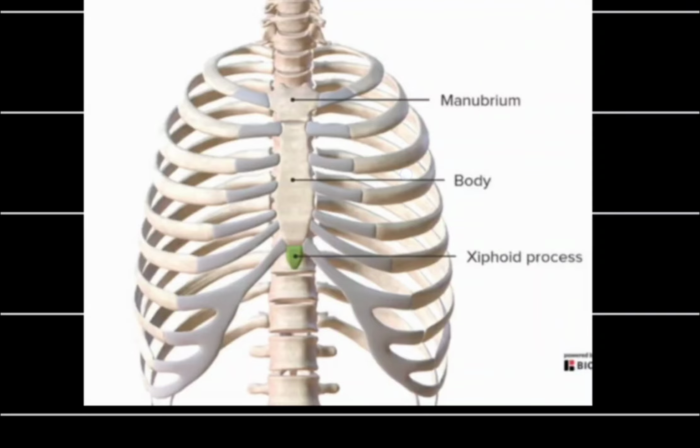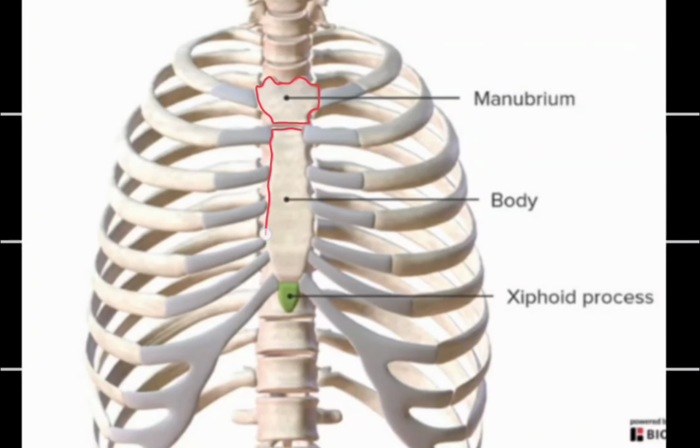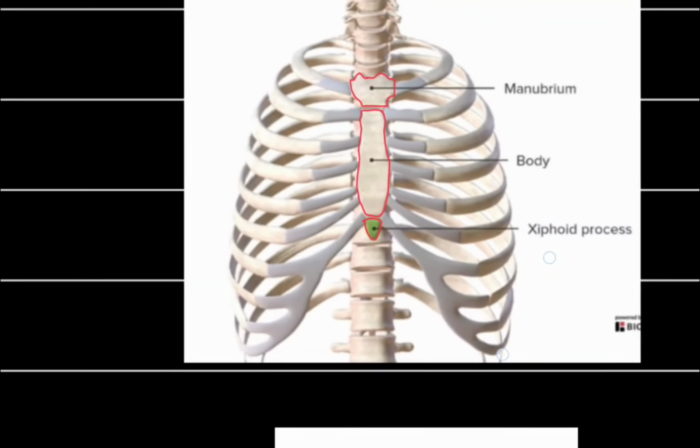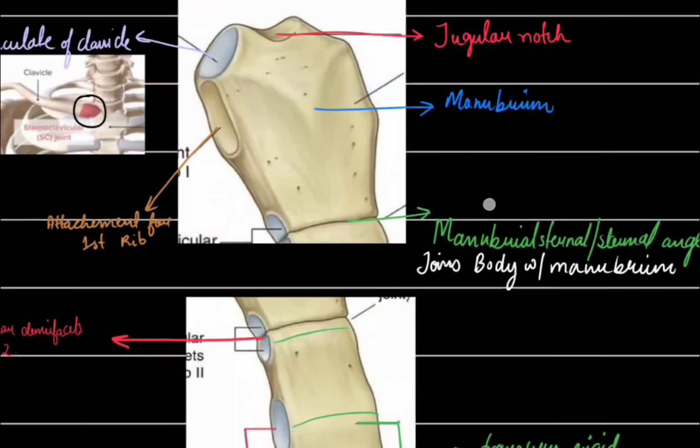At first we'll see the manubrium. This is the manubrium. This is the body, and this is the xiphoid process. So these are the three parts of the sternum. Now let us have a close-up look at each of the parts.